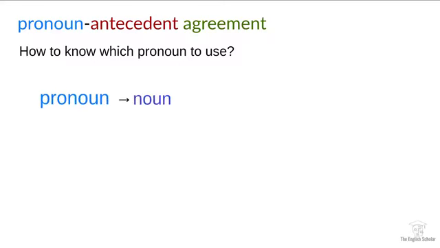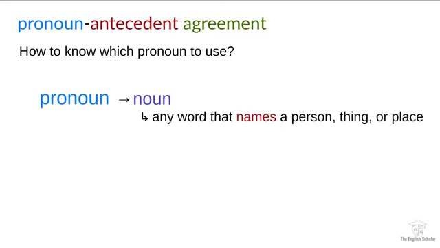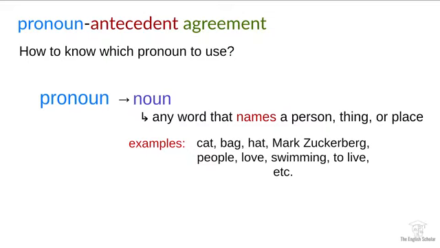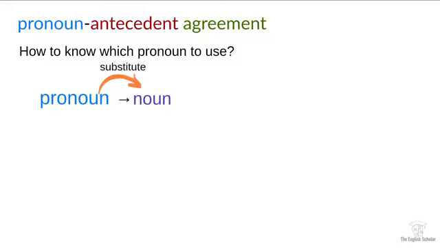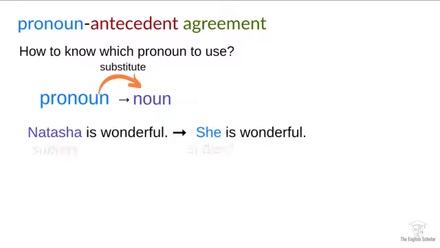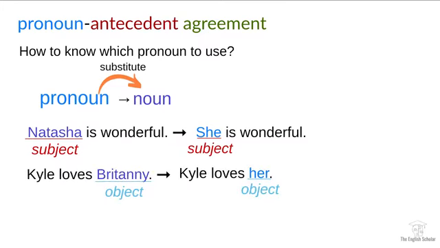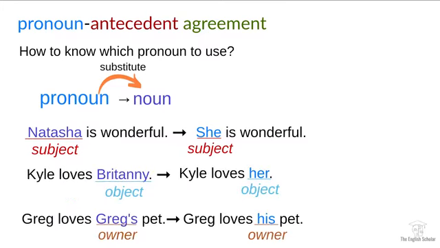It replaces a noun. A noun is any word that names a person, thing, or place. For example, cat, bag, hat, Mark Zuckerberg, people, love, swimming, to live, and etc. It can even be a phrase, a noun clause, a gerund, a participle, or any part of speech that acts as nouns. Pronouns are substitutes for nouns. Their primary function is to take the place of nouns when necessary. They can be subjects, or objects of a sentence, or simply replacements to show ownership. We'll talk more about this in a minute.